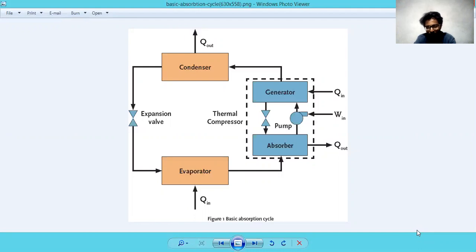The ammonia is absorbed in that water, and once it passes to the generator, if you supply heat to it, the ammonia will get separated, and the ammonia will pass through the condenser, and the remaining water will be transferred once again to the absorber. So this is how it will drive the process. Apart from that, the functionality of the other devices will remain the same.